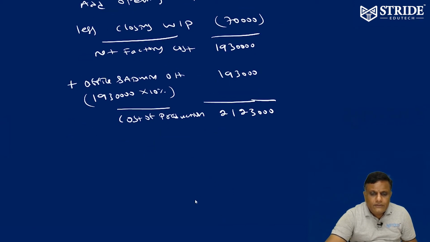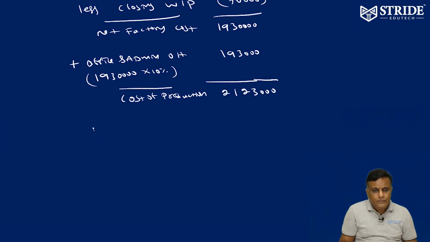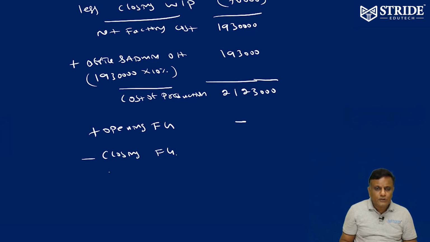21,23,000 is the cost of production. To this cost of production you have to add opening finished goods (FG). Opening finished goods is not given, therefore dash, less closing finished goods. Yes, we have to find that out. Now cost of production is nothing but 20,000 units sold plus 1,230 units closing stock. So overall 21,230 units. This is the sale units, this is the closing stock of finished goods, and this is the production. So production is 21,230 units.